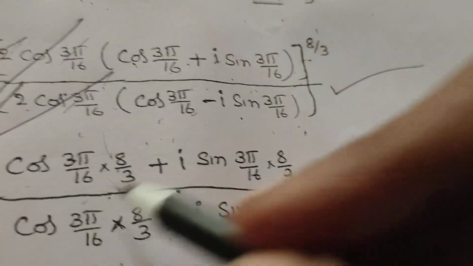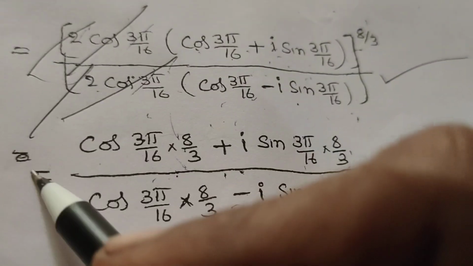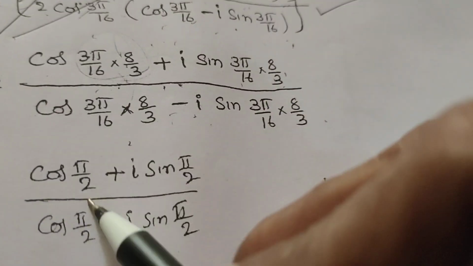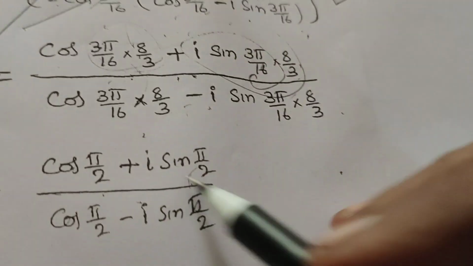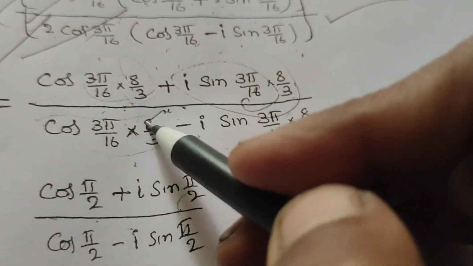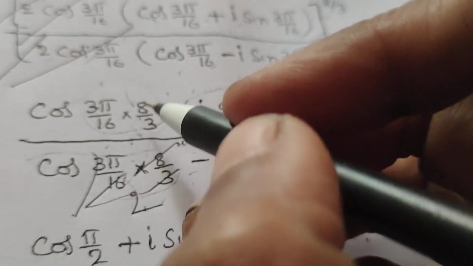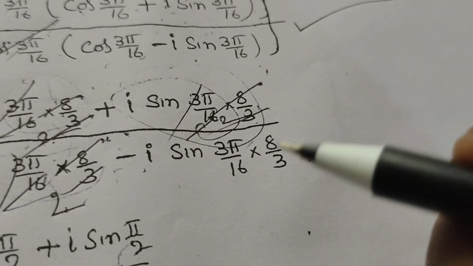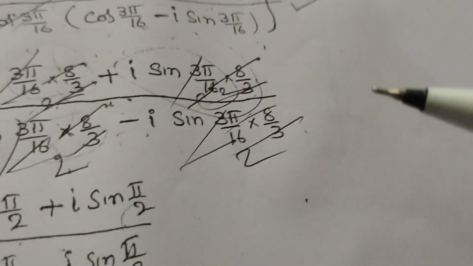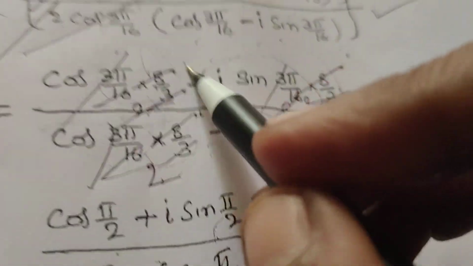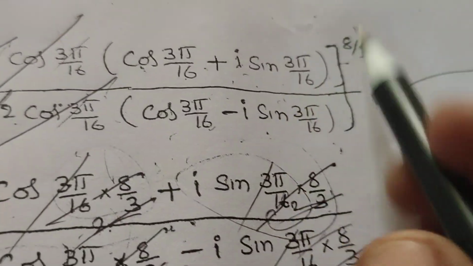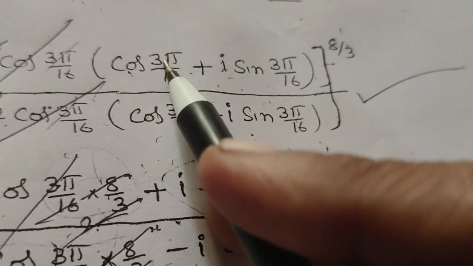We get (cos 3π/16 + i sin 3π/16)^(8/3) divided by (cos 3π/16 − i sin 3π/16)^(8/3). Simplifying: 8 times 3π/16 divided by 3 gives π/2 in each case, as the 3 gets cancelled. So the angles in numerator and denominator are π/2. Here we apply De Moivre's theorem, multiplying the angles by the power.